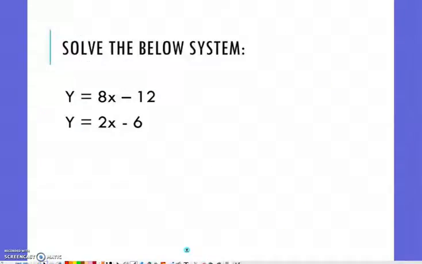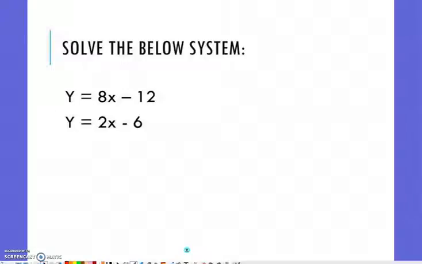So, let's go ahead, and this is example 1. y equals 8x minus 12 and y equals 2x minus 6. And I want to know a solution to the system. There's 2 equations, it's a system. So, step 1 on your notes, you can see them, says to write the system. Well, it's already written, okay? I don't have any word problems. Step 2 is to solve for y. Well, I don't have to do that. I've already solved for y, okay?